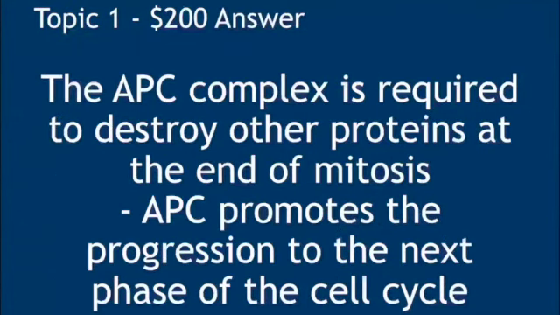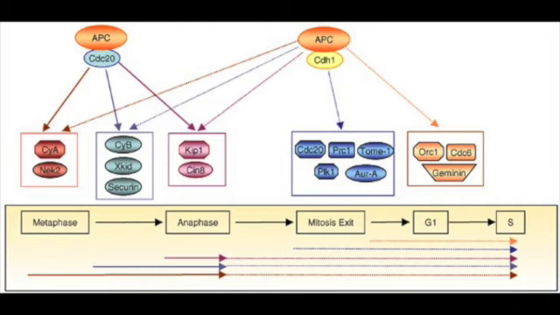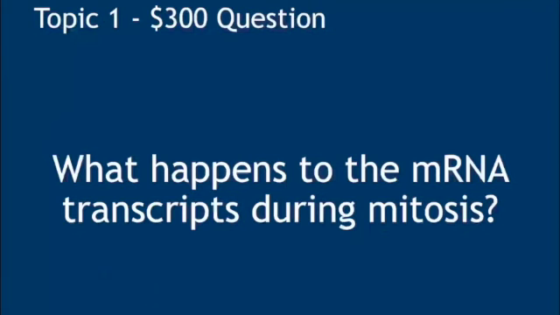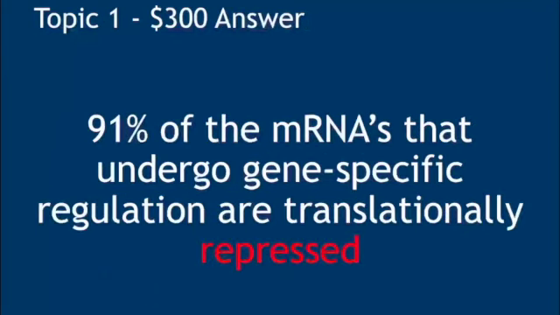One of the major proteins that are used in the cell cycle includes the anaphase promoting complex, or APC protein for short. And basically, these are required to destroy other proteins at the end of mitosis in order to progress through the different phases. The takeaway message of the mRNA change is that they undergo gene-specific regulation that are translation repressed instead of being activated.